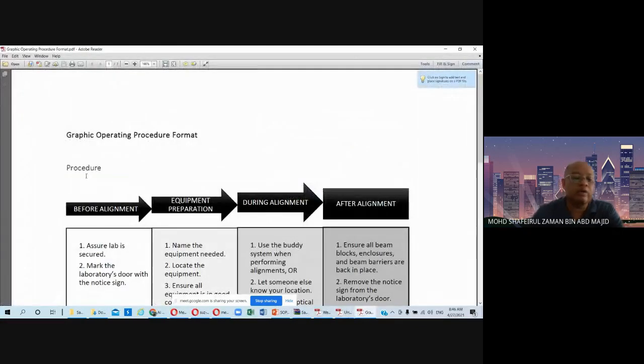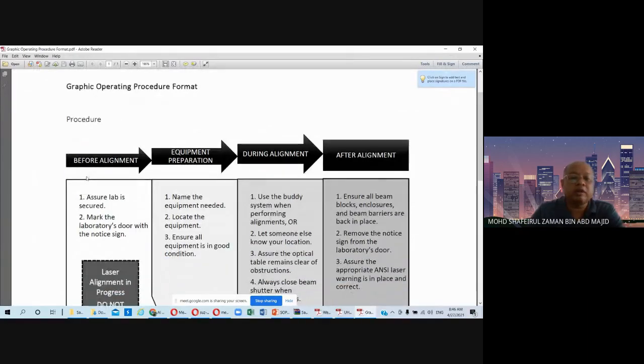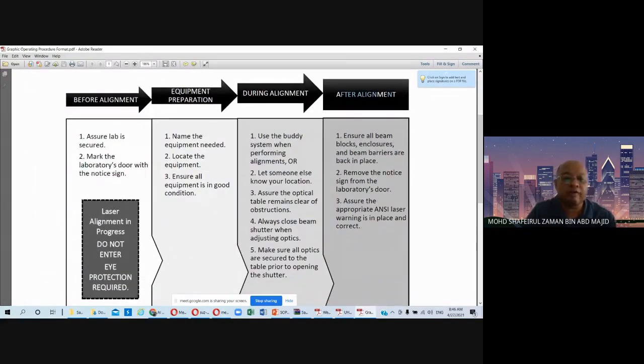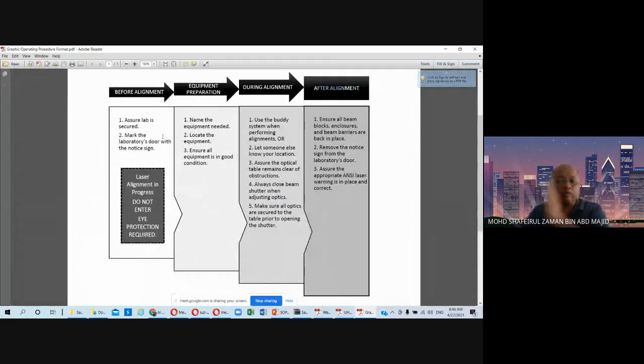So this is what you're going to do for the graphic operating procedure. You have the stages of the procedures: before alignment, equipment preparation, during alignment, and after alignment. This is how you're supposed to arrange your graphic operating procedure from left to right, and then you have all of the procedures. At the before alignment stage, there are 2 procedures. Equipment preparation, there are 3 procedures. During alignment, there are 5 procedures altogether, and after alignment, there are 3 procedures. So each stage will consist of a different number of procedures depending on the SOP.